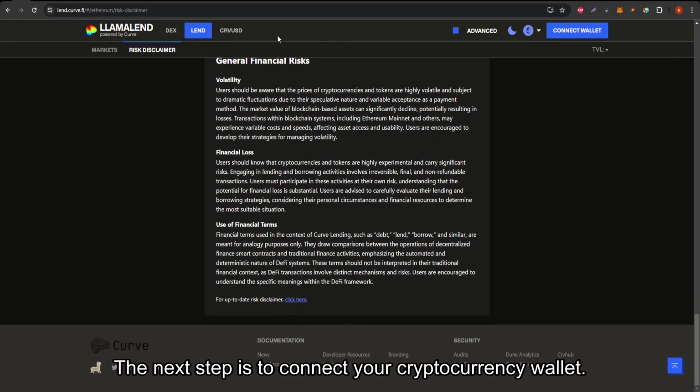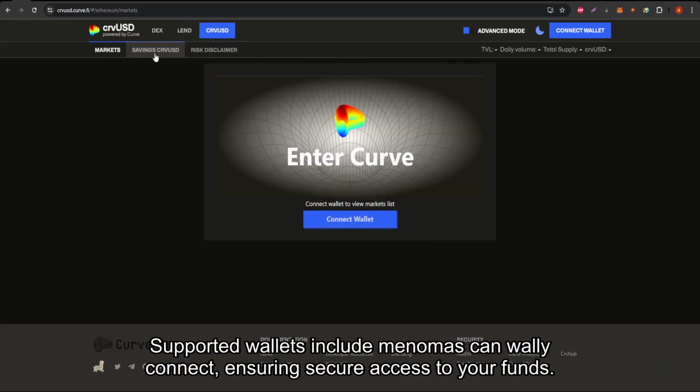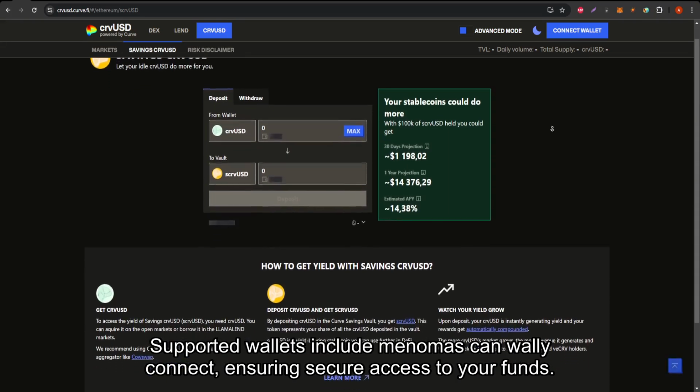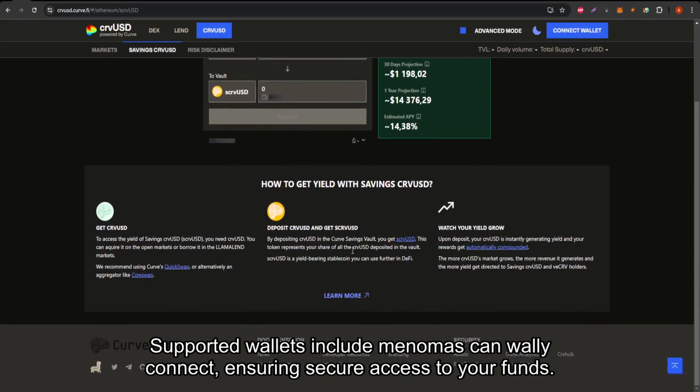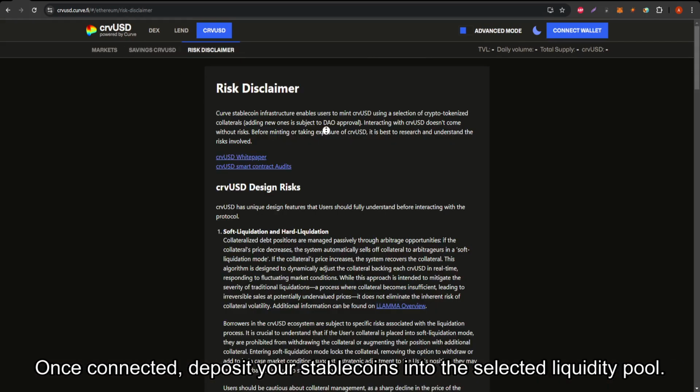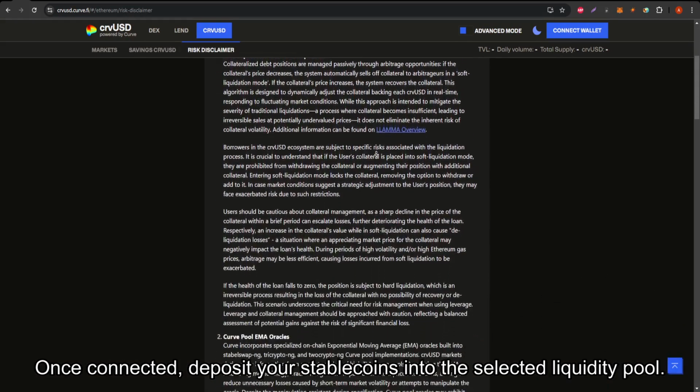The next step is to connect your cryptocurrency wallet. Supported wallets include MetaMask and Wallet Connect, ensuring secure access to your funds. Once connected, deposit your stablecoins into the selected liquidity pool.